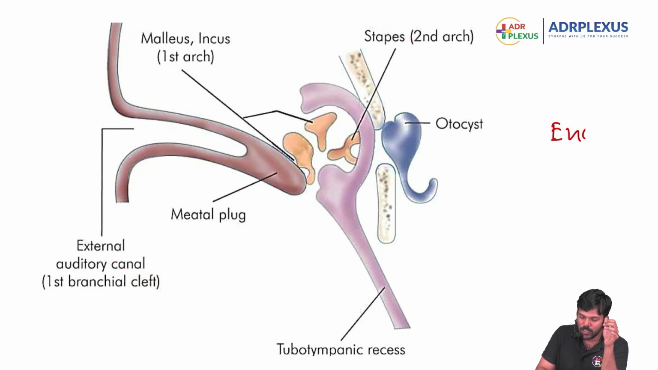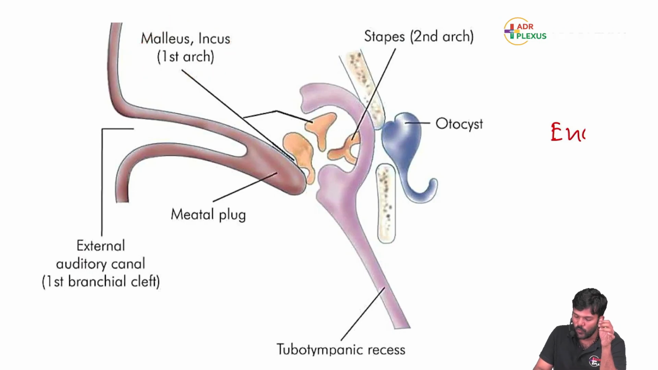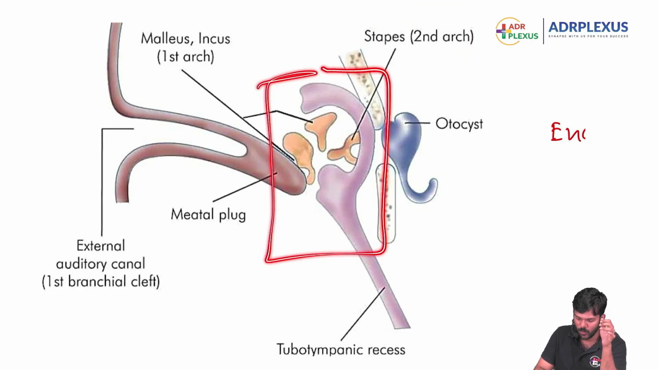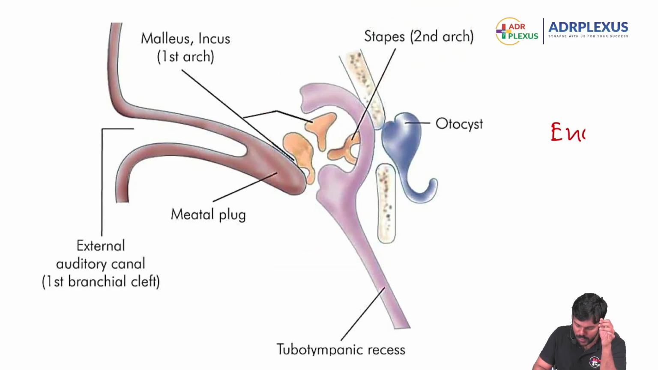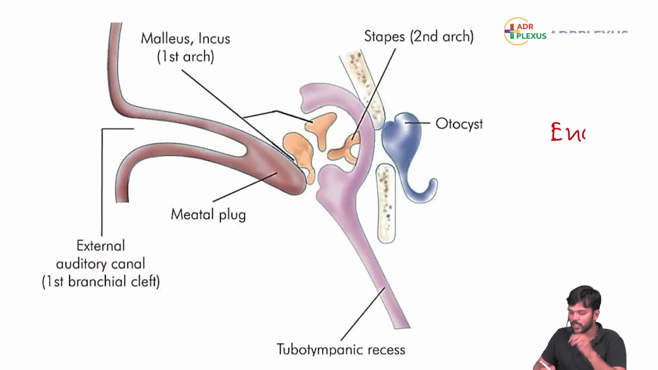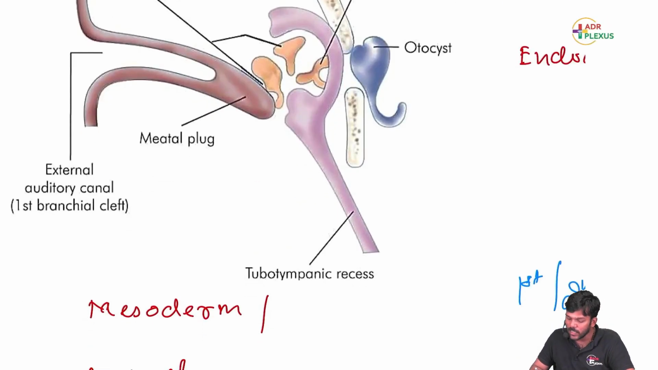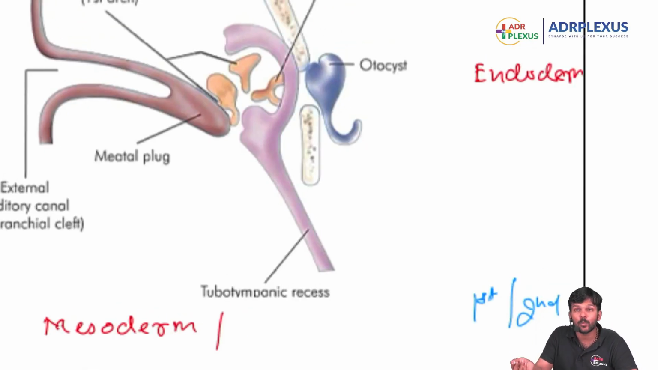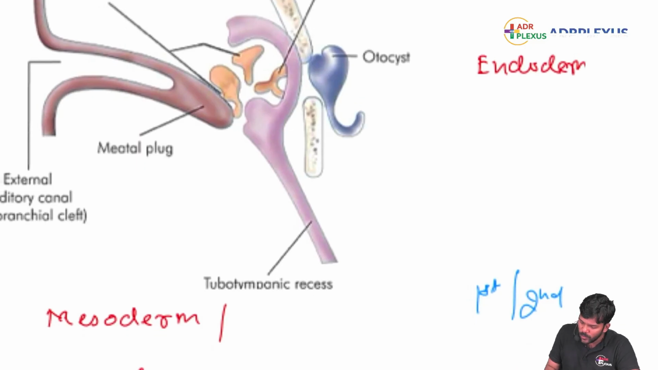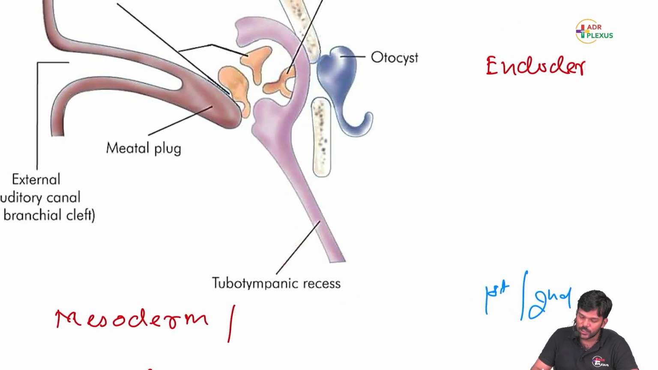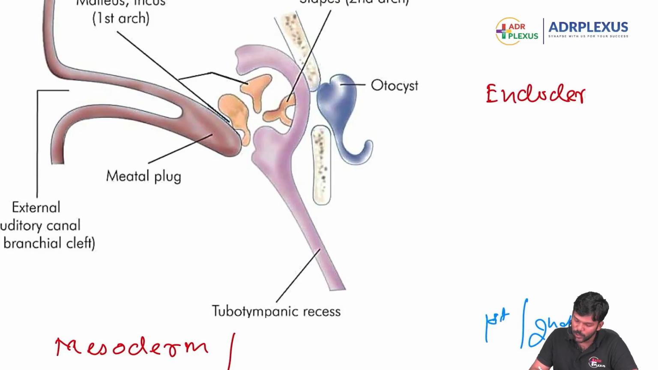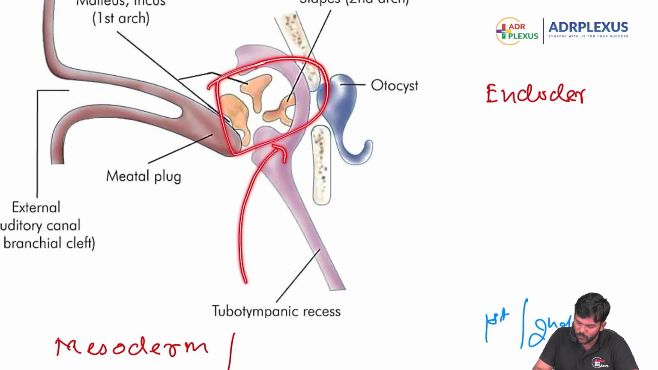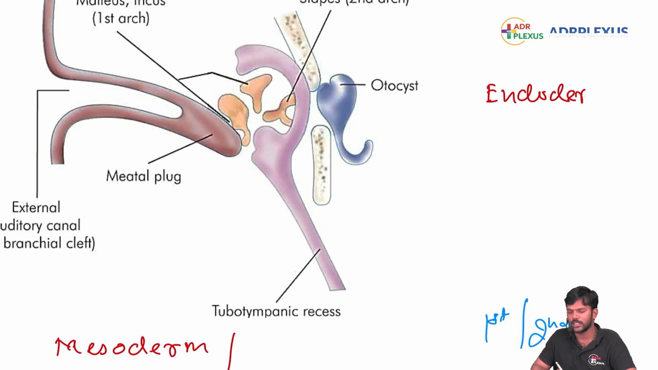What is happening? The mesenchyme of the first arch will form the malleus and incus. The mesenchyme of the second arch will form the stapes. So this forms the middle structure. The external structure is formed by ectoderm. The internal structure is formed by endoderm. What is that internal structure? The endodermal outpouching will slowly form the tubotympanic recess. This tubotympanic recess will develop into the middle ear cleft, which involves the middle ear cavity and the eustachian tube.